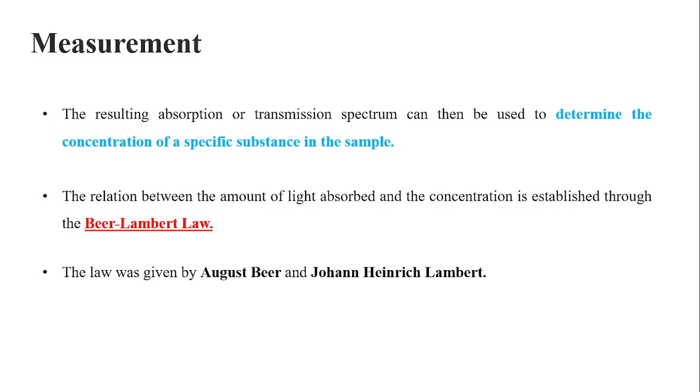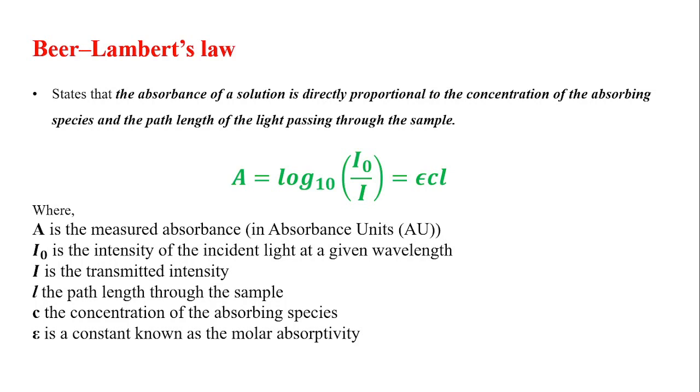Basically, in this experiment, the absorption or transmission is measured, and that measurement is used to determine the concentration of our desired substance in the sample. The law which is being followed in this experiment is Beer-Lambert's law, which was given by August Beer and Johann Heinrich Lambert. According to Beer-Lambert's law, the absorbance of a solution is directly proportional to the concentration of the absorbing species and the path length of the light passing through the sample.